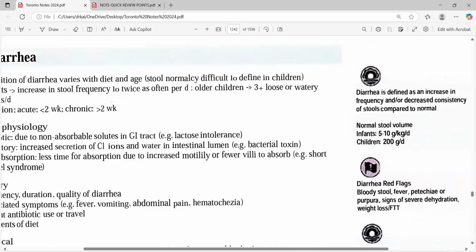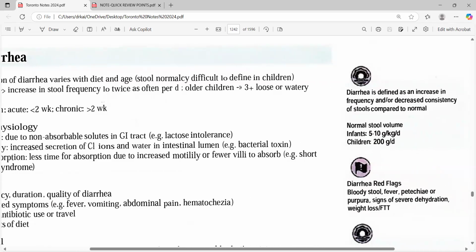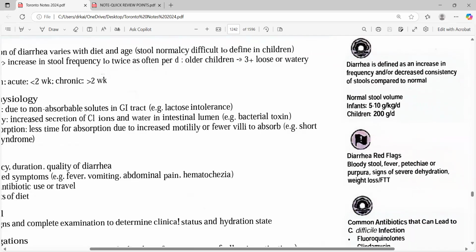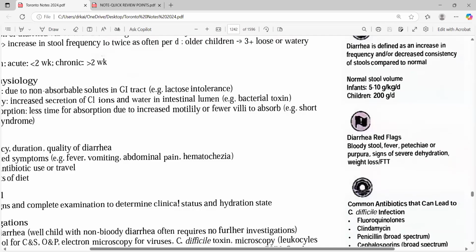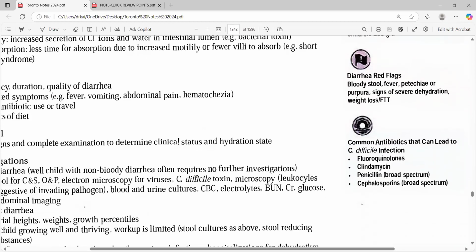Diarrhea is defined as an increase in frequency and decrease in consistency of the stool. Normal is basically 5 to 10 in children. Then what are the red flags? Bloody diarrhea, fever, petechiae, purpura. In those cases, there could be something underlying. Common antibiotics that can lead to Clostridium difficile infection are fluoroquinolones, clindamycin, penicillin, and cephalosporins.